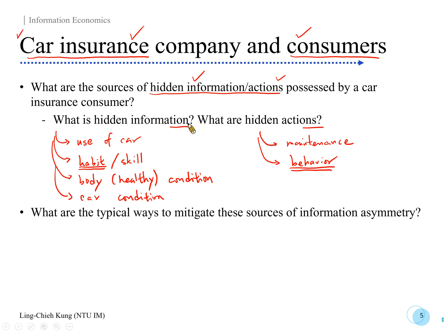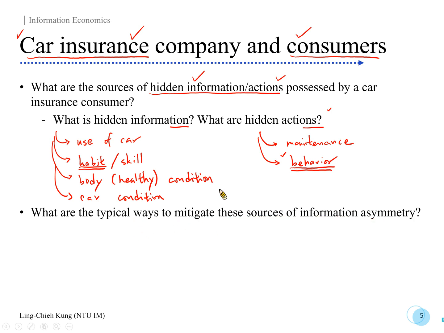That's the hidden information situation. For hidden actions, again, we somehow try to link the incentive between theirs and ours. Okay, we want to do incentive alignment so that when they choose some behavior that is best for them, that's also best for us. That's the idea. So what are the typical ways to mitigate these sources of information asymmetry? Well, again, there are a lot.